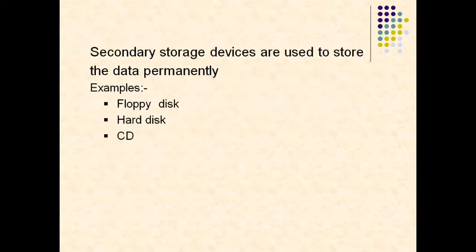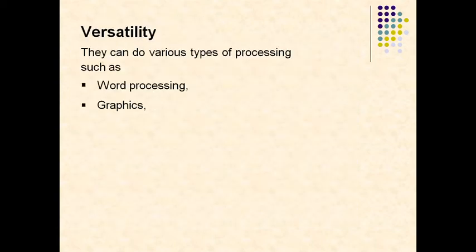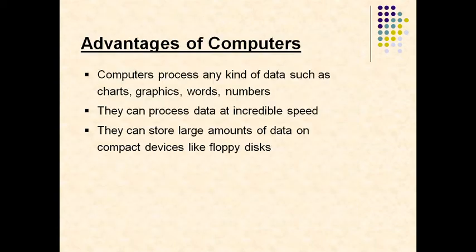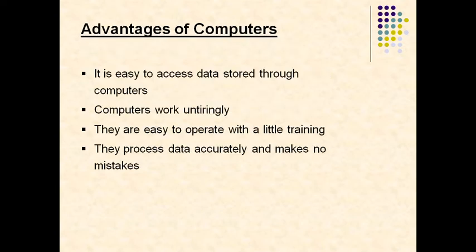Now let us move to the next topic we are going to discuss, which is the advantages of computers. So what are the advantages of computers? Computers process any kind of data such as charts, graphs, words, numbers. First advantage: they can process data at incredible speed, which we have already seen as a characteristic. They can store large amounts of data on compact devices like floppy disks, and it is easy to access data through computers. So these are the advantages, and computers work untiringly. Okay, that is nothing but diligence.